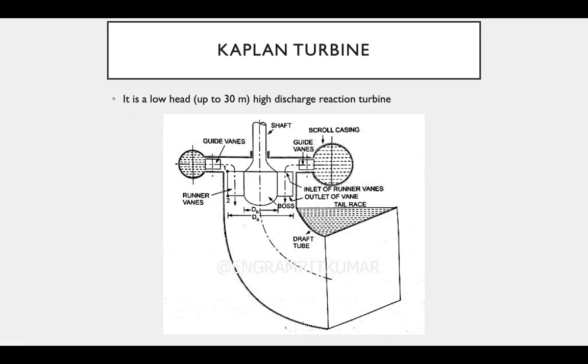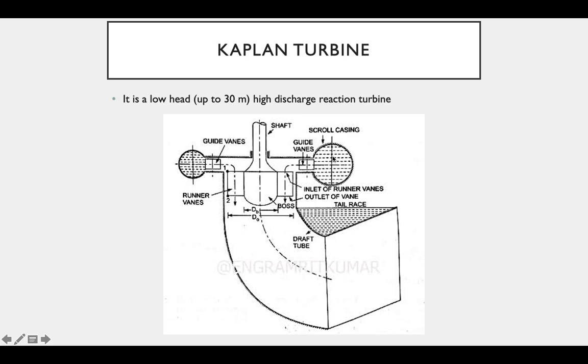Now Kaplan turbine. Kaplan turbine is also a reaction turbine. It is a low head, high discharge reaction turbine working under a head of up to 30 meters. Here again the construction is similar to the Francis turbine. You have a scroll casing, guide vanes, main shaft. Then here the runner is known as the boss. Then you have runner vanes and a large draft tube.